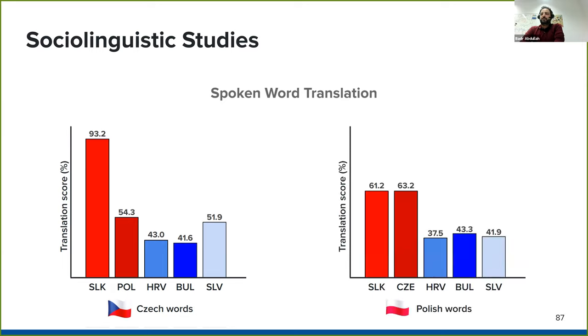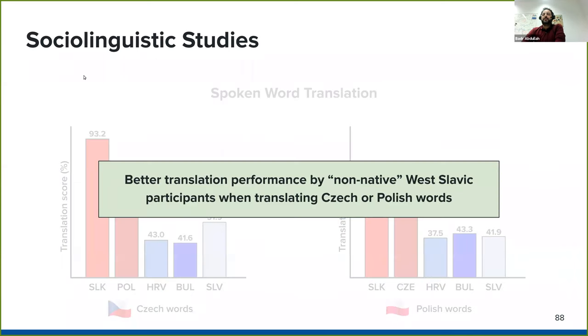And for translating the Polish words, we see kind of like a similar effect. So the participants who are native speakers of another West Slavic language, they did better than the speakers of the South Slavic languages. This shows that there is an advantage of being a speaker of a West Slavic language when translating Czech or Polish words.